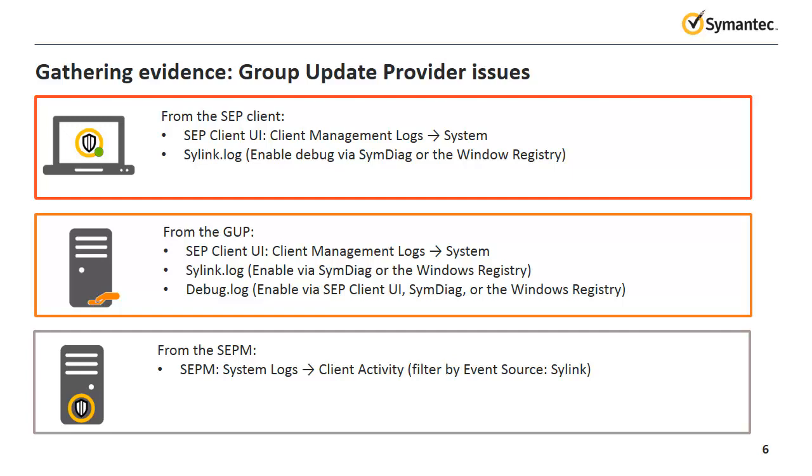From the GUP, reference the system logs to see requests from the client and requests to the SEPM for new content. Side-link logging records the requests the GUP makes to the SEPM for new content. Debug logging records the requests from the clients for new content. From the SEPM, you can observe client activity in the system logs. Filter by side-link to see GUP-related events.